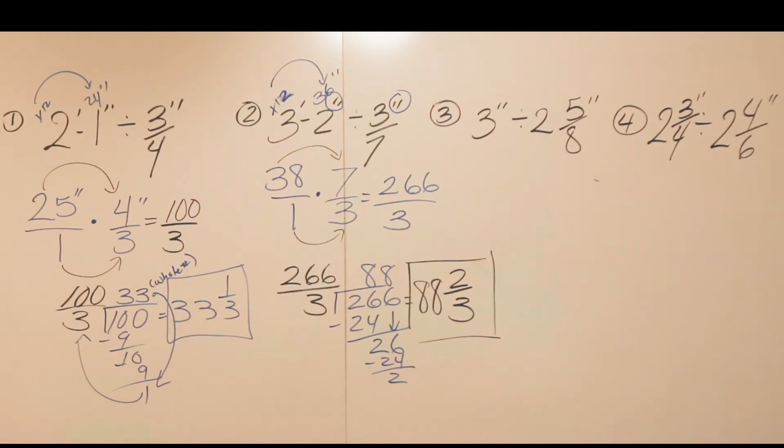Now we have 3 inches divided by 2 5/8 inches. Another thing about dividing, you have to have the same unit of measurements on both sides if there's measurements involved before the measurements fall off. So number 3, we have 3 inches divided by 2 5/8 inches. What do we need to do with the 3? Convert it to inch.